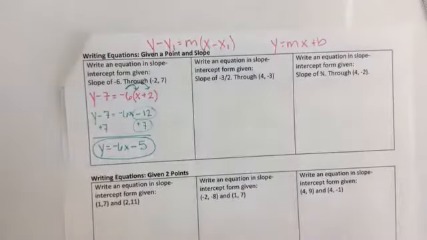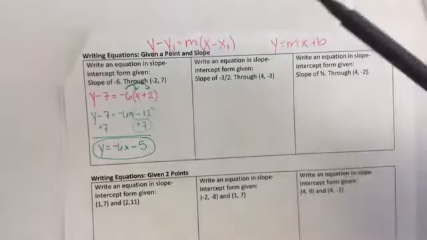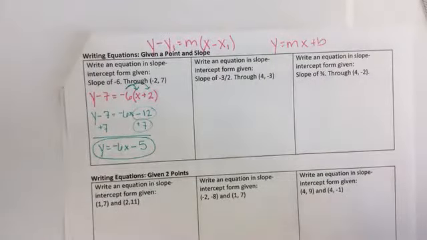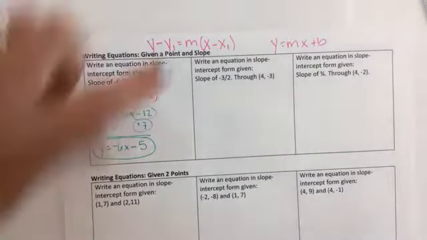So some people really like this method, and I do too. You don't have to worry about putting that back in, but people do make errors when they distribute, and that's why most people don't stick with that method. So I'm going to use the other method, the y equals mx plus b.